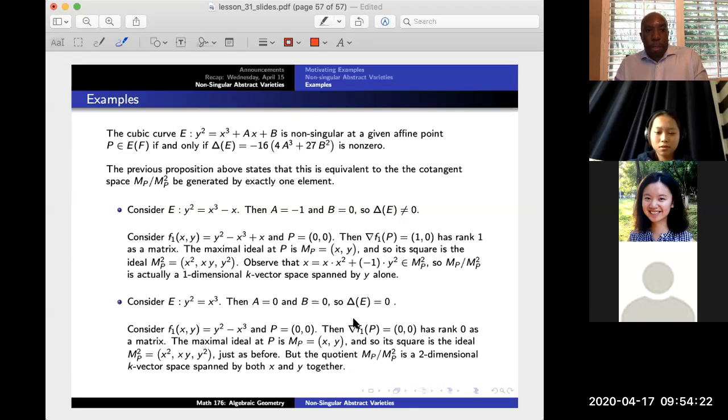Okay, well, let's maybe call it a day then. So on Monday, what I want to do is say a little bit more about what is the definition of a non-singular variety. So far, I've only talked about what does it mean to be non-singular at a point, but then on Monday, what I want to do is completely generalize all of this so we can talk about an abstract non-singular variety.